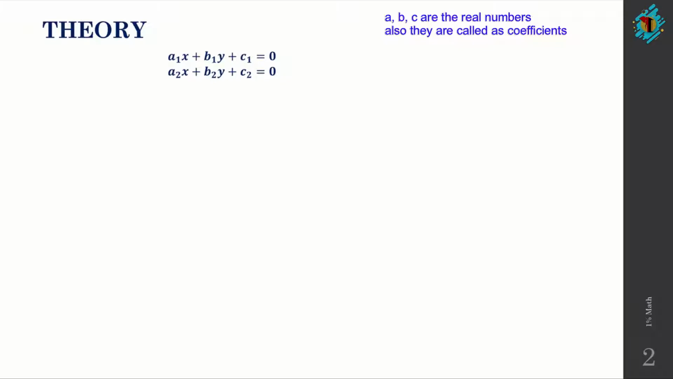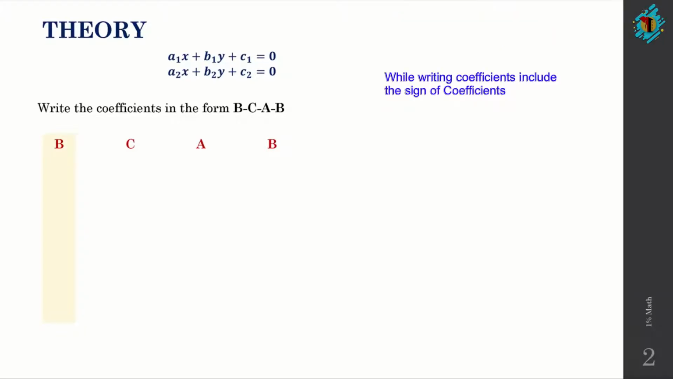So write the coefficients in the form of b c a b. That means you can see here I have written it. Under b I am going to write the coefficients of y, that is b1 and b2. Then under c it is going to be c1 and c2. Under a it is going to be a1 and a2, and again under b it is b1 and b2. So it is considered a shortest method only if you are avoiding some basic calculations, which we'll learn when we start with the problems.